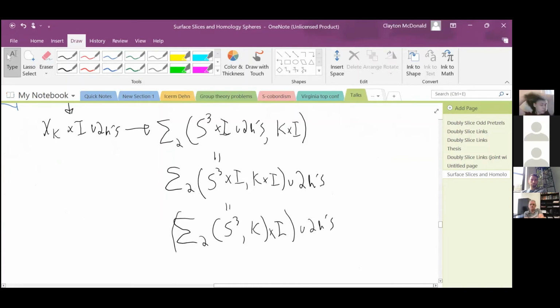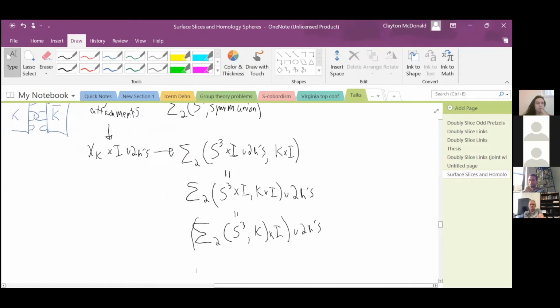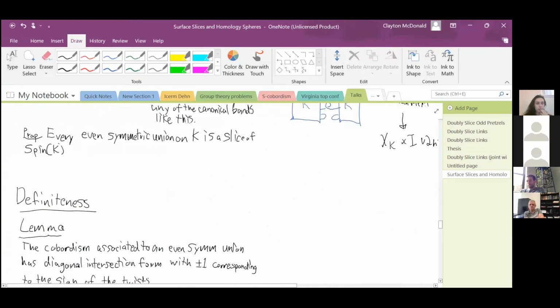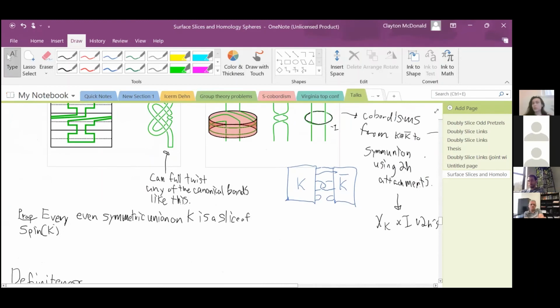Questions about that construction? Okay. Alrighty. So what do we actually need to do? So we have this construction. We have a manifold, but also a cobordism associated to any even symmetric union of K. And so what do we need to actually verify to get everything to work out and for me to prove my theorem? So we need to verify that these are going to be definite cobordisms, and we need to verify that there's some pi1 condition. I haven't really specified exactly what that is.